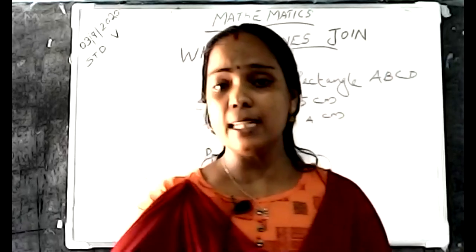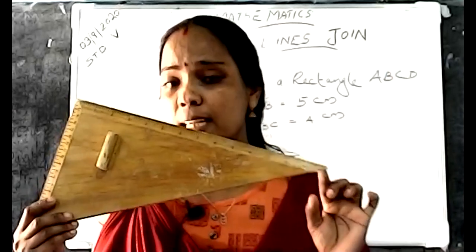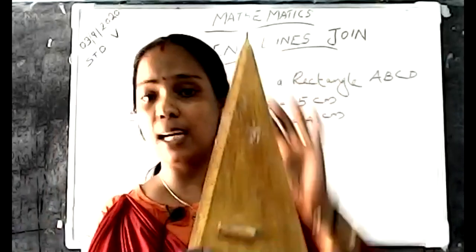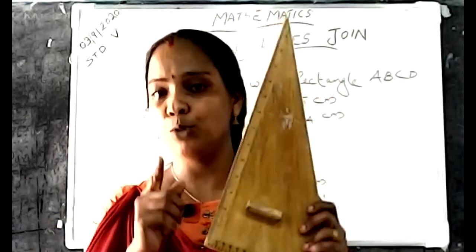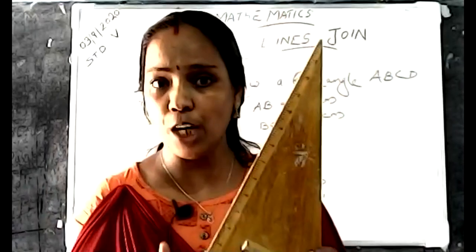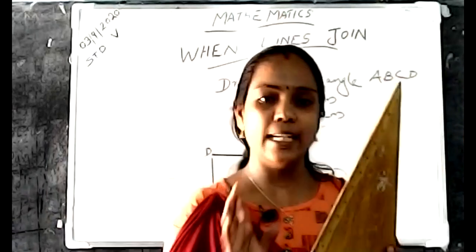Next one, another set square we will study. The lengthy side. What is the measure? 30 degree. The opposite side is 60 degree. The top side is 90 degree. The sum total of the set square angle measures is 180 degree. The total of angle measures in a set square is 180 degree.